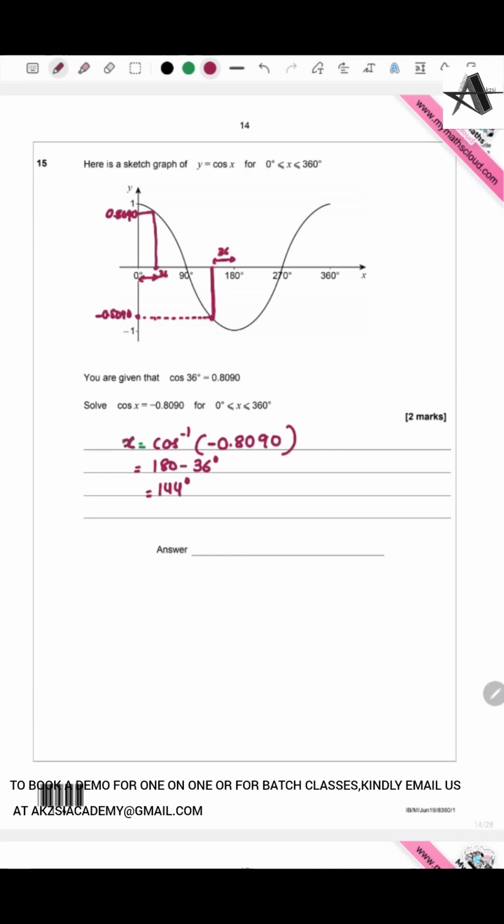Now we have to find the next value. So next value will be here. See this one. That means this is also, you can clearly read it, it's going like this. That means these points are on symmetry. So either side is 36, 36. So to calculate this angle, this will be 36. So next angle is going to be 180 plus 36, which is 216. So these are two values, that is 144 and 216.